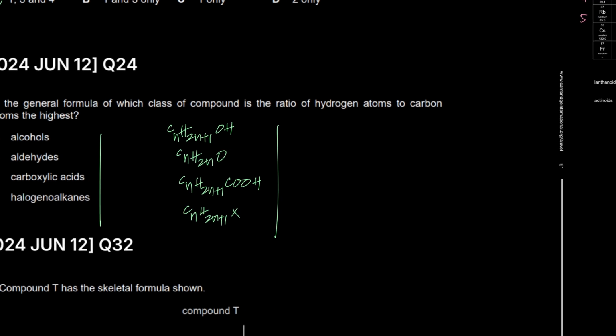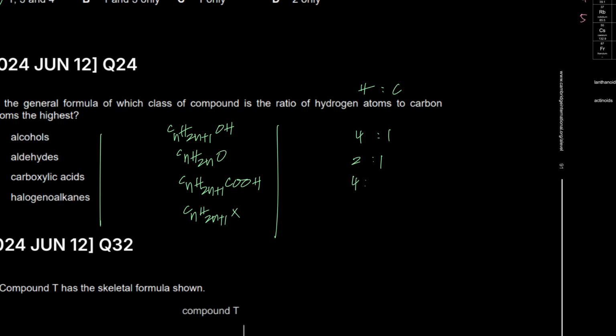Now just plug in 1. If I plug in 1 here, how many carbons do you have? You have 1 carbon. And how many hydrogens? 2 times 1 is 2, 2 plus 1 is 3, and 3 plus 1 is 4. So you have 4 H's to 1 C in an alcohol. You can put any number; I'm just putting 1 because it's easier. If you put 1 here, you have 1 carbon and 2 hydrogens, so 2 hydrogens for every 1 carbon right here. If you put 1 here, what will happen? You'll have 2 times 1 is 2, 2 plus 1 is 3, 3 plus 1 is 4. So you have 4 hydrogens for every how many carbons?